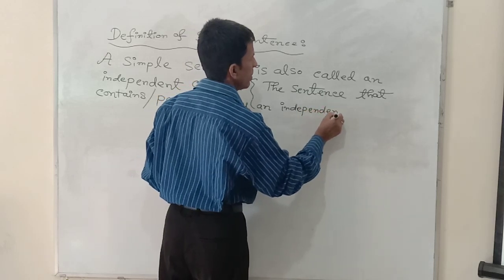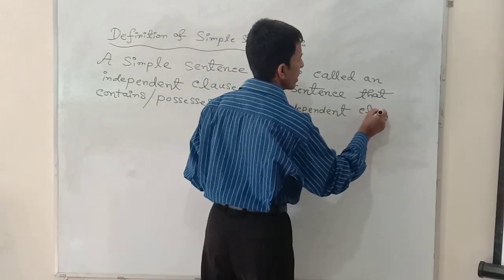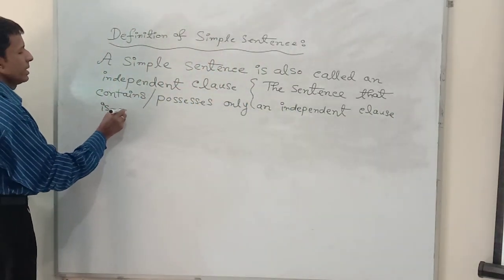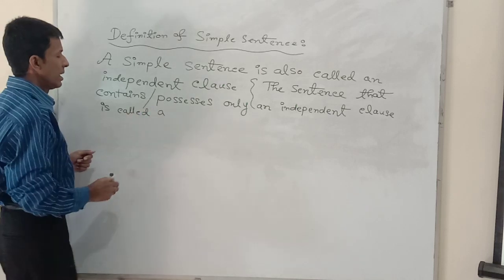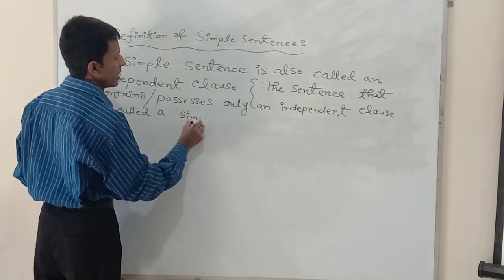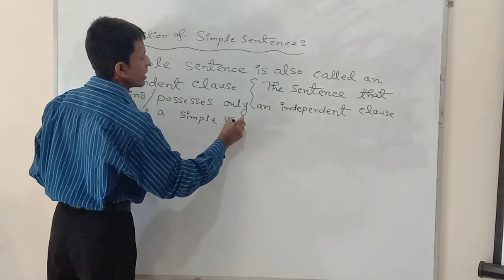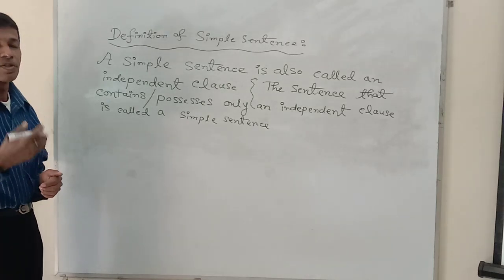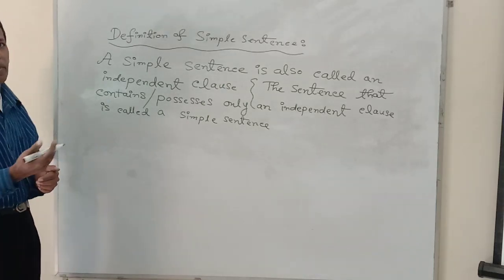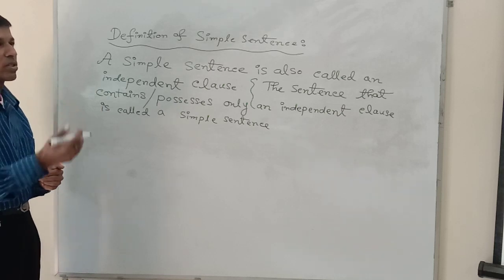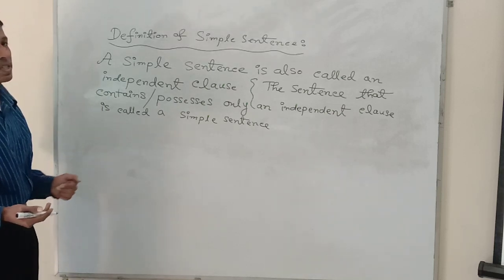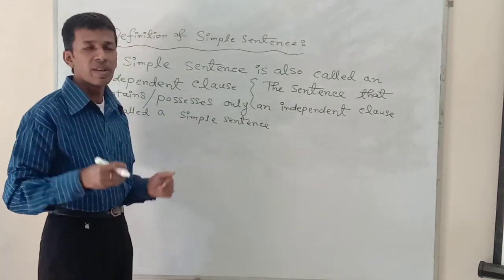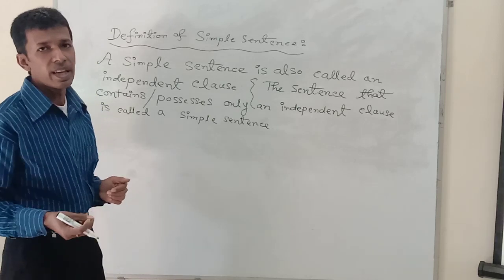An independent clause is called a simple sentence. So, while you are going to transfer the simple sentence into a complex or compound one, or in the reverse way, a complex or compound sentence into a simple sentence, you will have to remember this definition so that you can transfer it very easily and efficiently and perfectly.